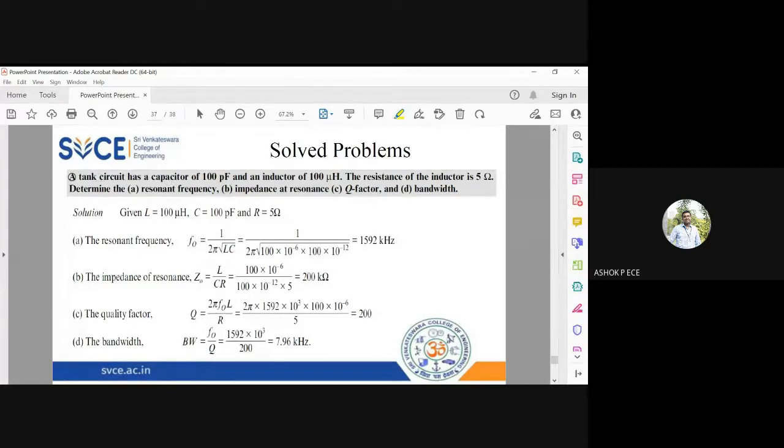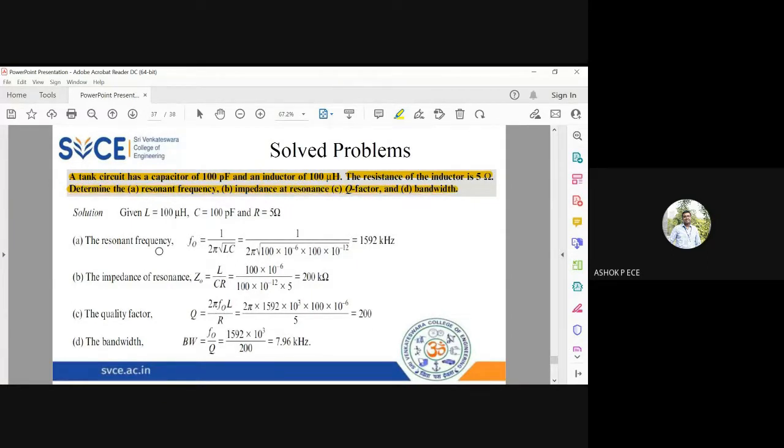A tank circuit has a capacitor of 100 picofarad, inductor of 100 microhenry. So you know a tank circuit is LC parallel. L and C values are given. The resistance of inductor is 5 ohm. As I told you before, an ideal inductor will have zero resistance. The practical inductor will have a very small amount of resistance, which is because of the wire. So here the value is 5 ohms. Determine the resonant frequency, impedance at resonance, Q factor, and bandwidth.